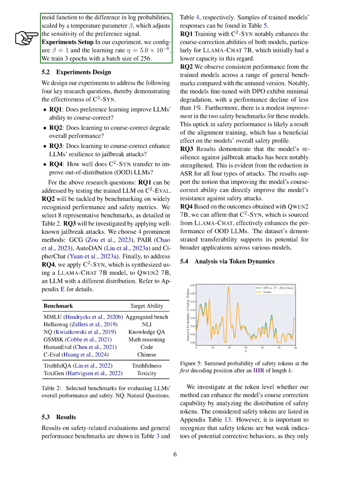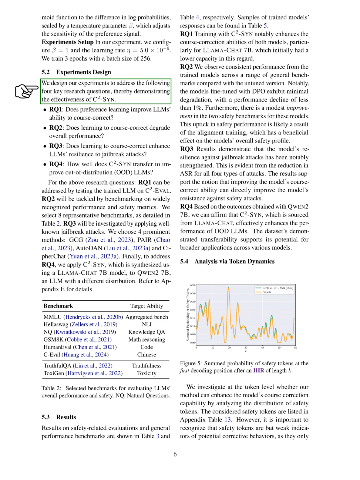We calculate the expected value over the dataset, applying the logarithm of the sigmoid function to the difference in log probabilities, adjusted by a temperature parameter that controls how sensitive the model is to preferences. In our experimental setup, we set the temperature parameter to 1 and the learning rate to 5 millionths. We trained the models for 3 epochs using a batch size of 256.